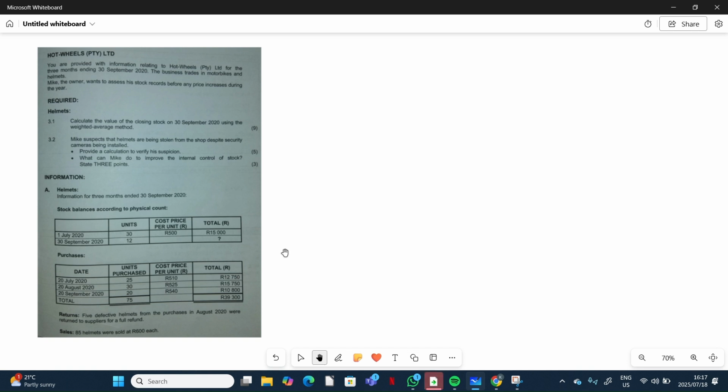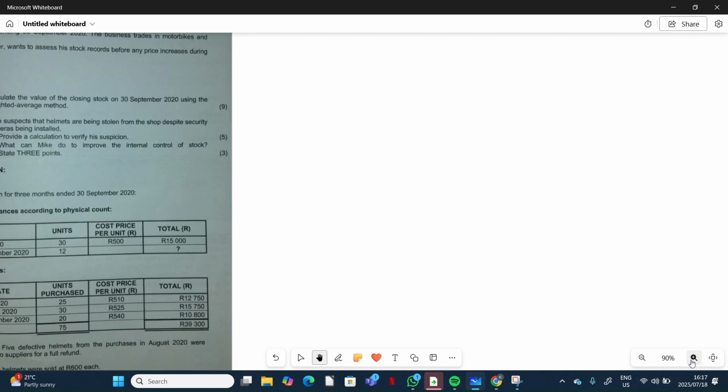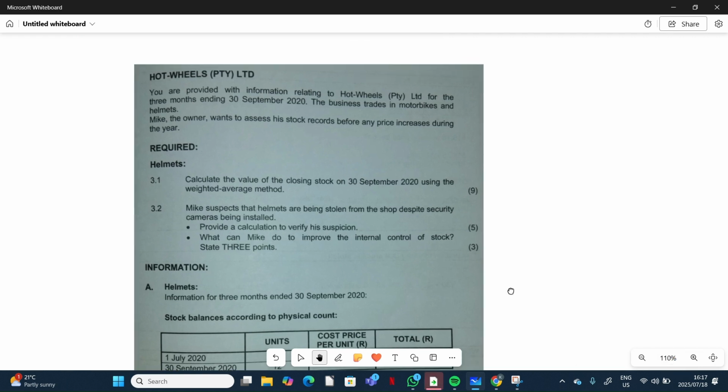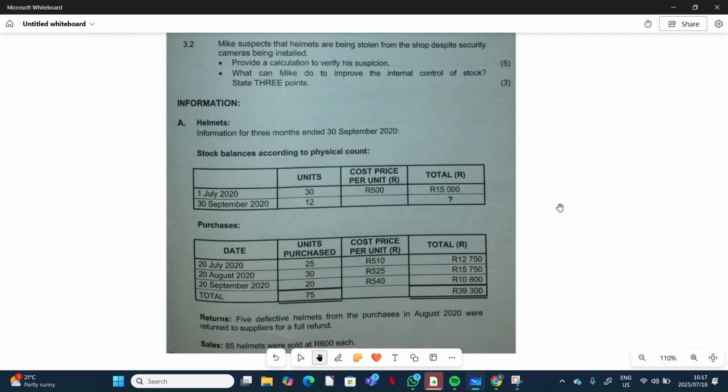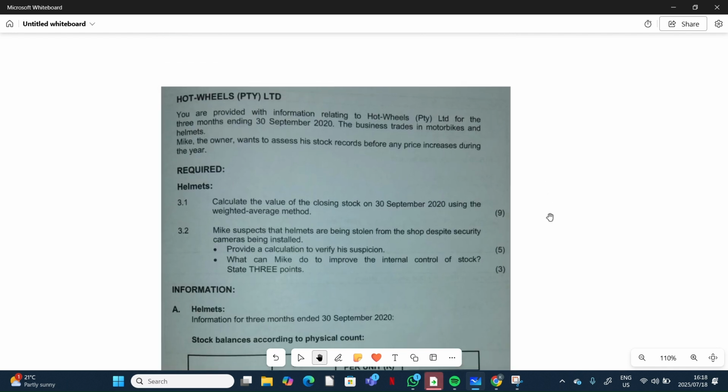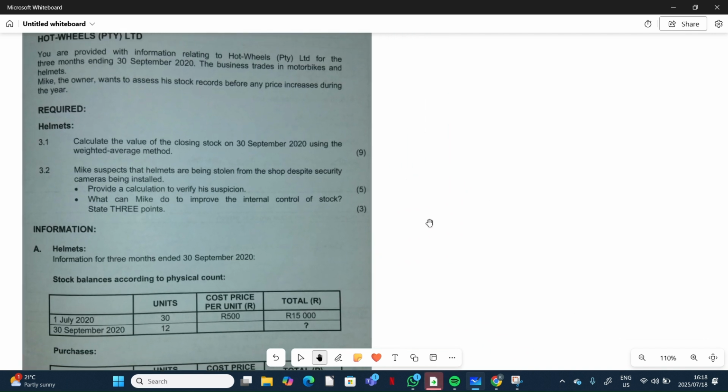So now, let's get into this one, right? Actually, let me zoom it like this so that you can see. These ones are the questions. Then these ones are basically the information, right? So information, take a screenshot. Then your information or your questions basically. But the question, they're saying that we must do what?